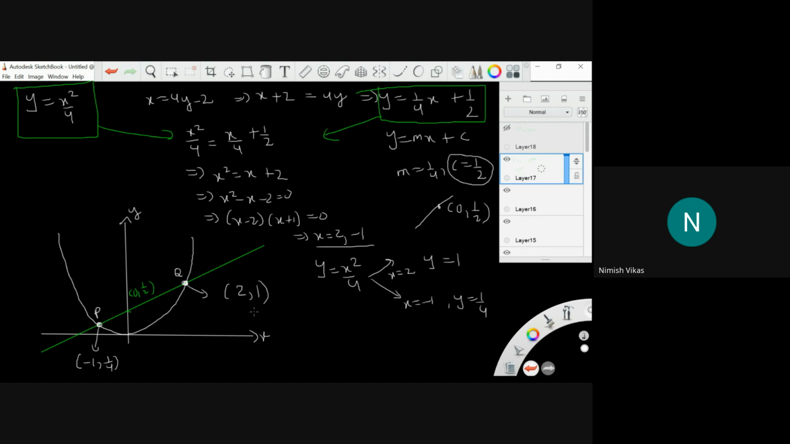So till now it is clear to all of you? Yes, sir, it's clear. So this was the starting part, where we plot the graphs and find the point of intersection. Now we have to find the area. Now to find the area, again, let's draw the graph on the next page.